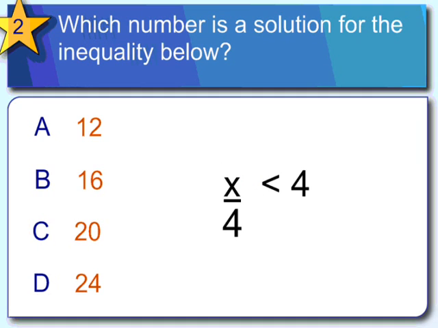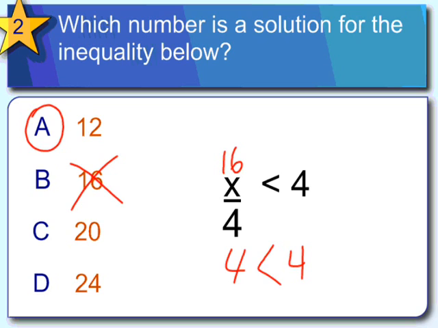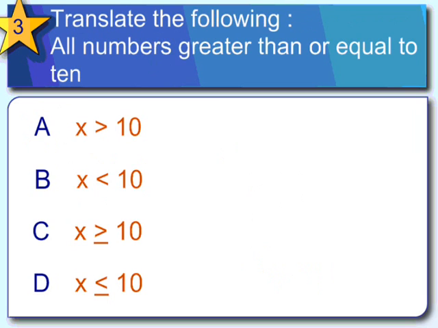Let's look at another one. Which number is a solution for the inequality below? Well, let's just try 12. I'm going to replace x with 12. 12 divided by 4 is 3. Is 3 less than 4? Yes, it is. But just to be sure, let's try choice B. Choice B is 16. I'm going to replace x with 16. 16 divided by 4 is 4, and 4 is not less than 4. So that is not part of the solution set, and the choice would be A.